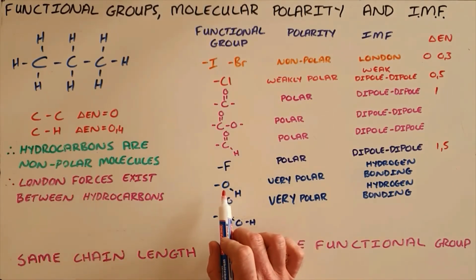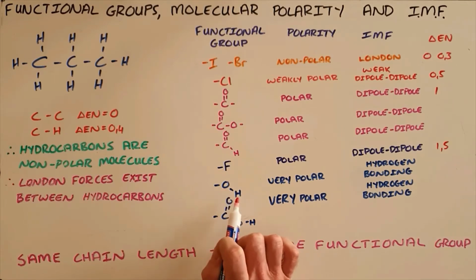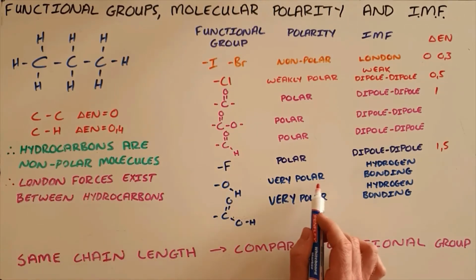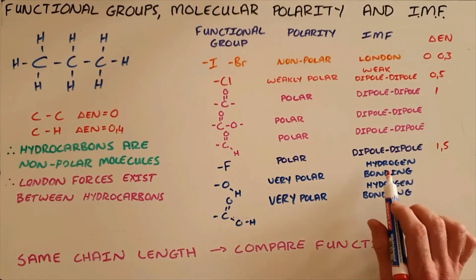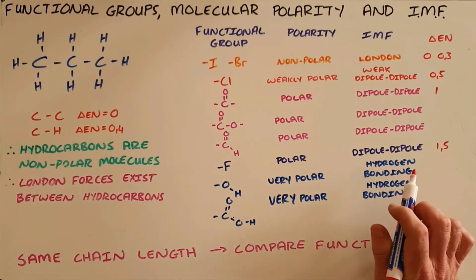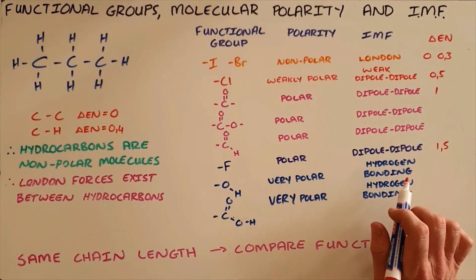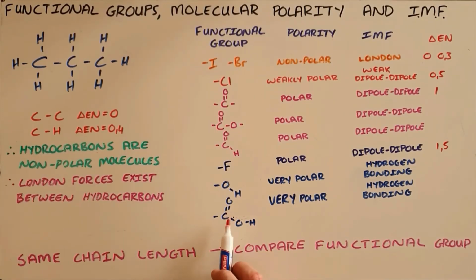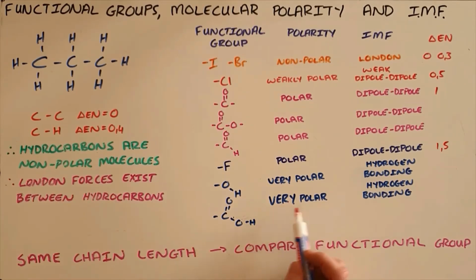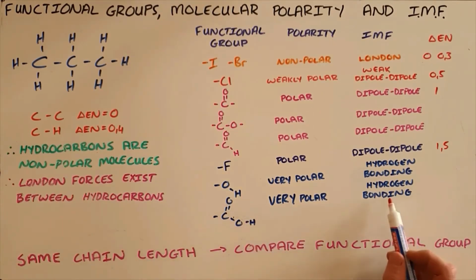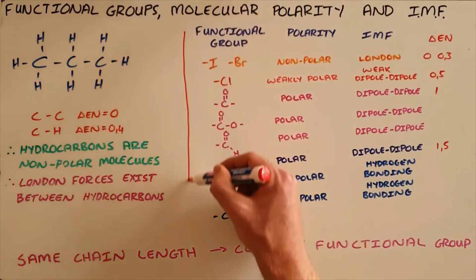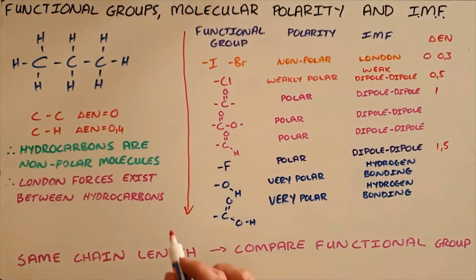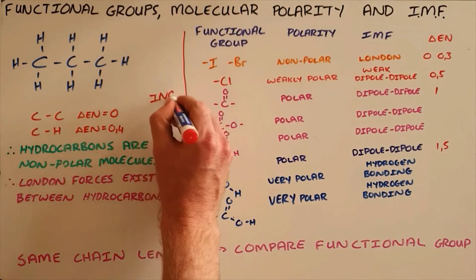Second to last, we have the hydroxyl group of alcohols, that is an oxygen bonded to a hydrogen, which is a very polar group, and as a result we have not only dipole-dipole forces but hydrogen bonding intermolecular forces, and so as a result those are very strong. And finally we have the carboxyl group of our carboxylic acids, which is our carbonyl group and the hydroxyl group, which makes this even more polar than the hydroxyl group on its own, which makes these hydrogen bonding forces the strongest.